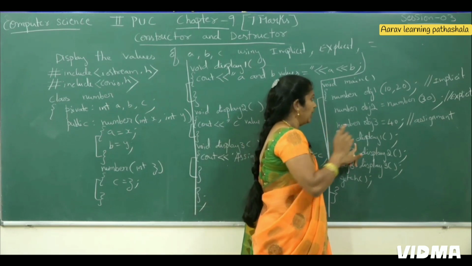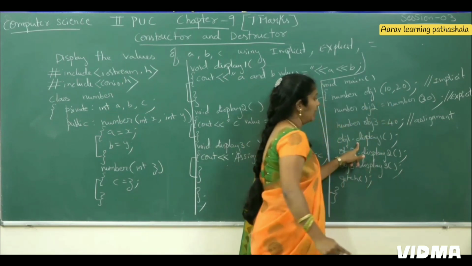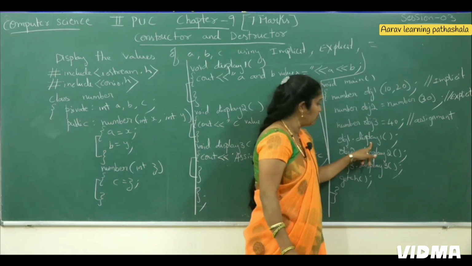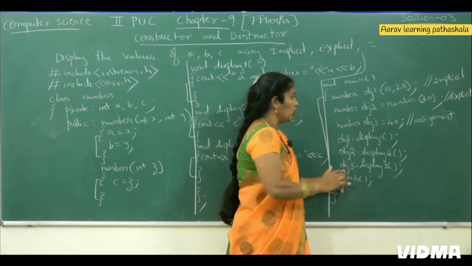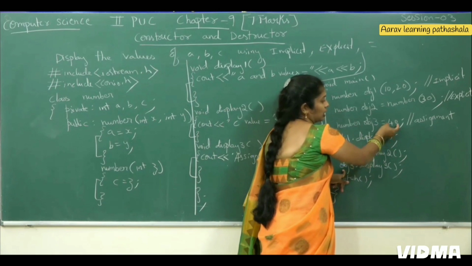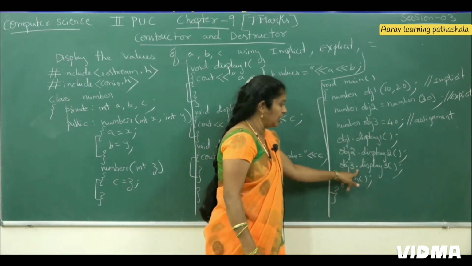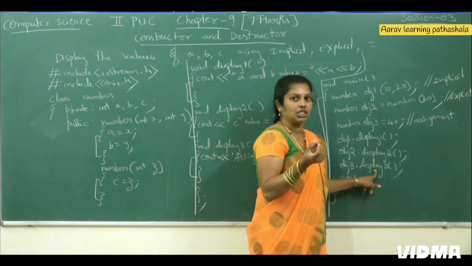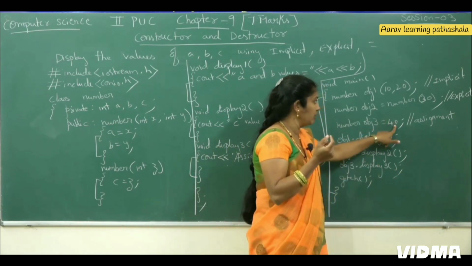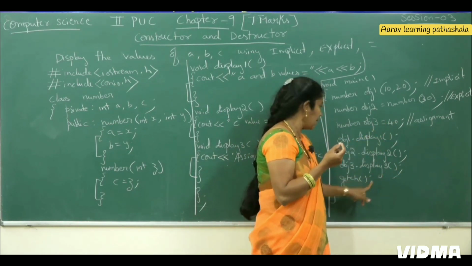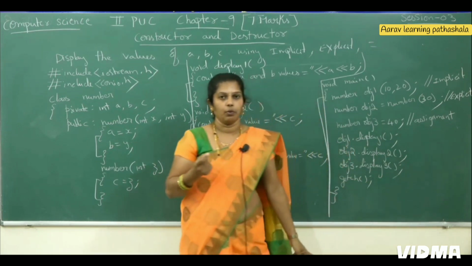And object 1 dot display 1, then A and B values it will display. Object 2 dot display 2, only C value it will display. Object 3, in object 3 we initialized 40, then object 3 dot display function, initialization at the time of declaration by using assignment operator. Whatever value we displayed here, that value it will display. Then get CH, close the main program.